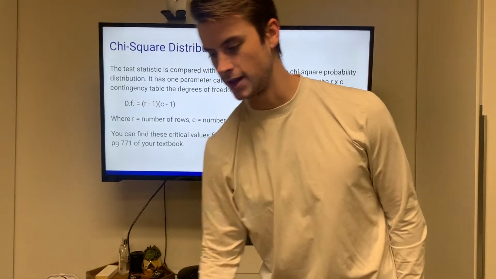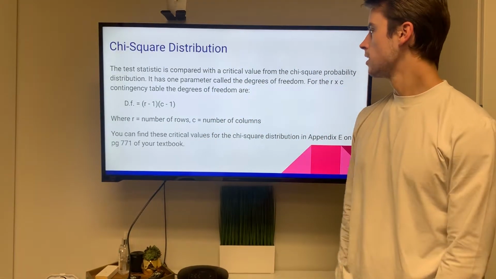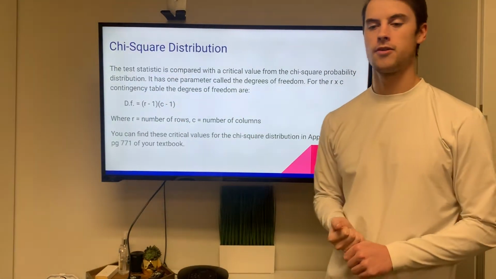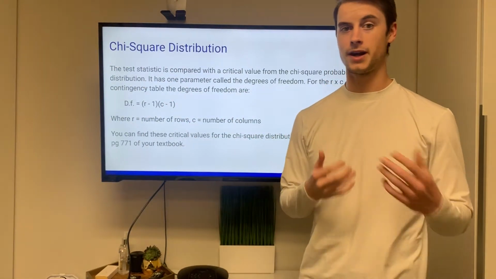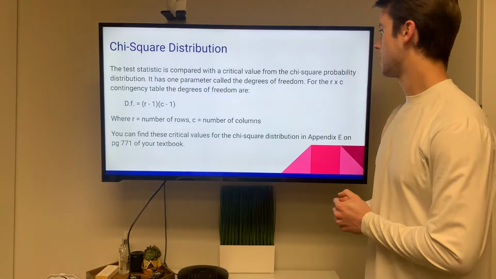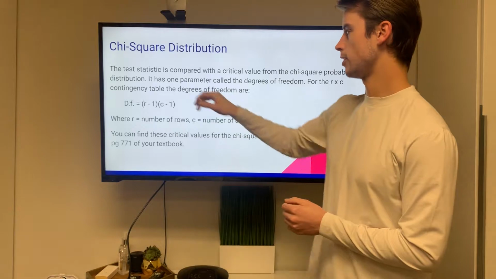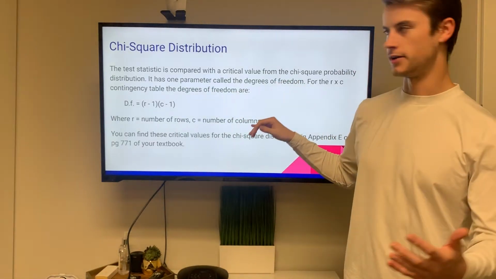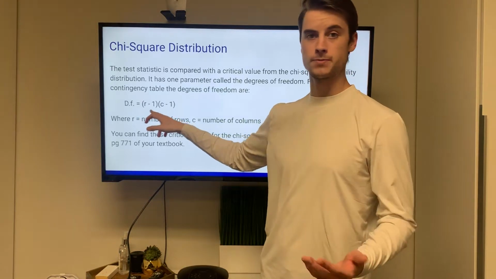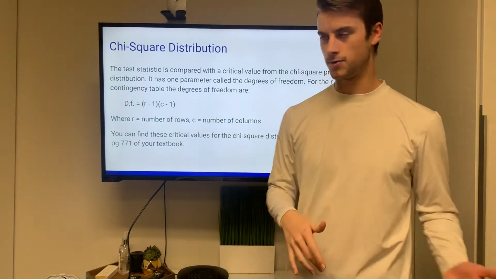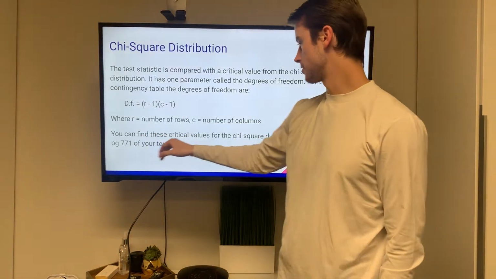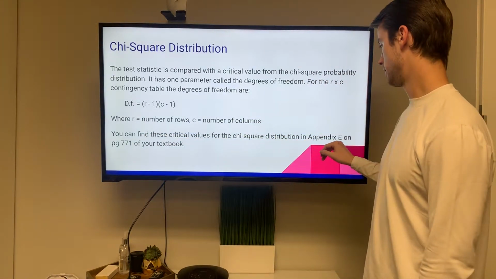We've been doing this for the last 2 sessions. The test statistic is compared with the critical value. We've taken critical values based on alpha before, so I'm not worried that you guys don't know that. And it has one parameter, degrees of freedom, which is the number of rows minus 1 times the number of columns minus 1. Multiply those together.